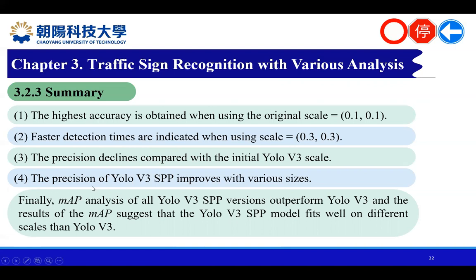The precision of YOLO V3 SPP improved with various sizes. Finally, the mAP analysis shows that all YOLO V3 SPP versions outperform YOLO V3, and the result of the mAP suggests that the YOLO V3 SPP model fits well on different scales than YOLO V3.